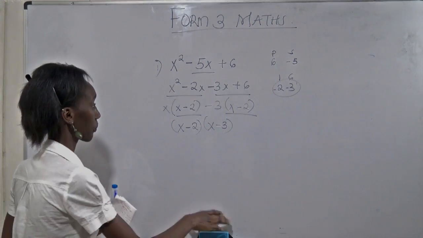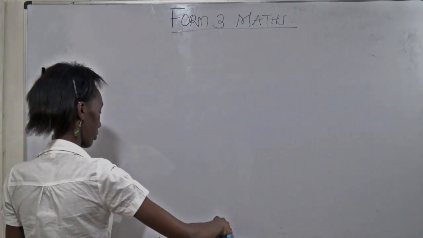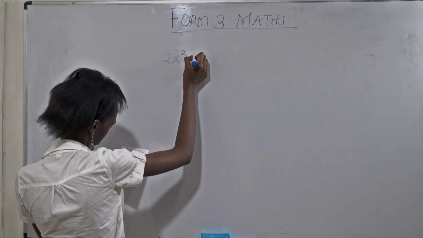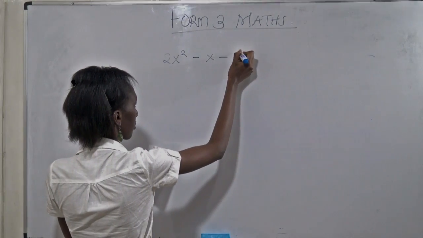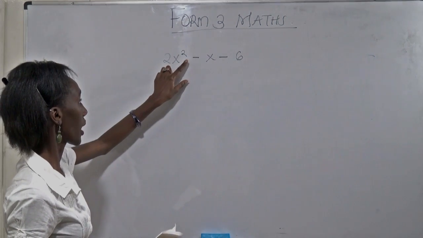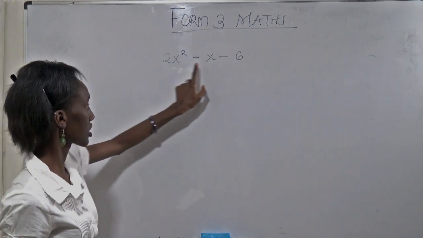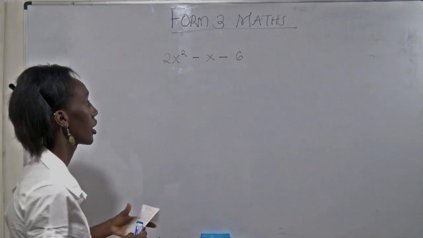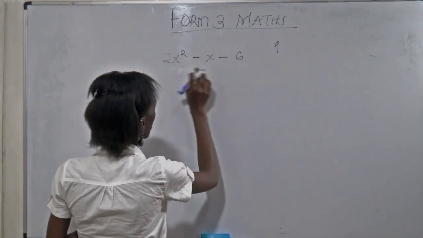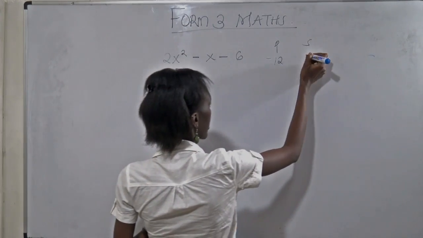The next number was 2x squared minus x minus 6. If you can note, the coefficient of x squared is 2, and there's no common factor that you can divide all through. So what we do to get the product, we're going to multiply 2 and 6. So look for these two numbers. When you multiply, the product is going to be -12. And when you add, the sum is going to give you -1.